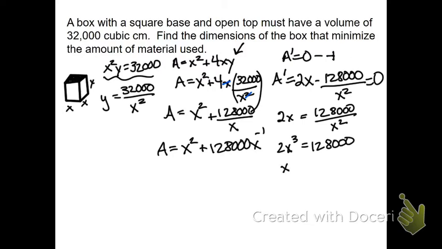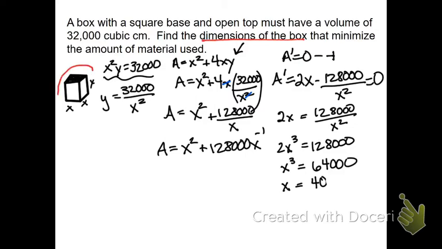Divide by 2. Cube root it. And you get 4,000? Is that 4,000? Or 40? Definitely going to be 40 because the cube root of 64 is 4, but the cube root of 1,000 is 10. Okay, so I have x is 40, but now I have to reread the question and make sure that I've answered everything they asked for. It says find the dimensions of the box.